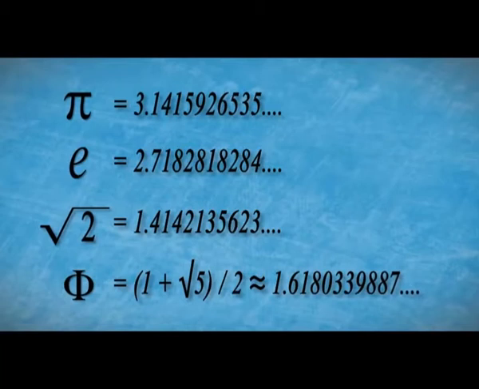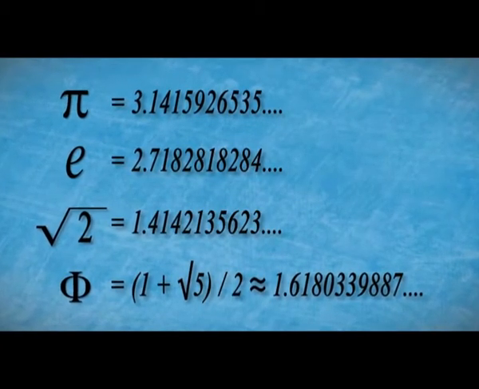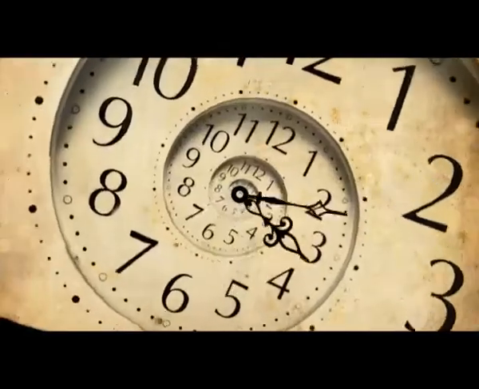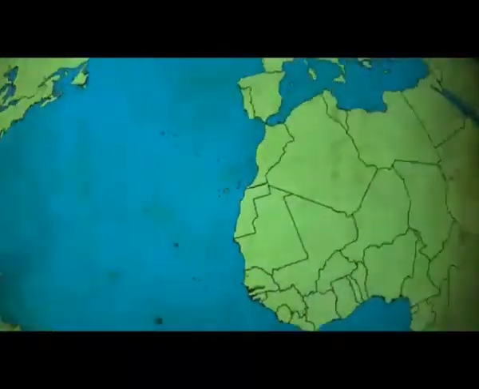Now let's see how numbers like this had disastrous consequences for some. For this, we need to move back in time to 520 BC in ancient Greece. We start off with a small boat off the coast of Greece. A man is thrown off the boat and left to die. His name, Hippasus.